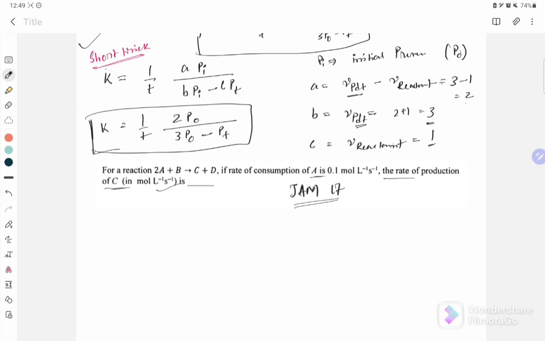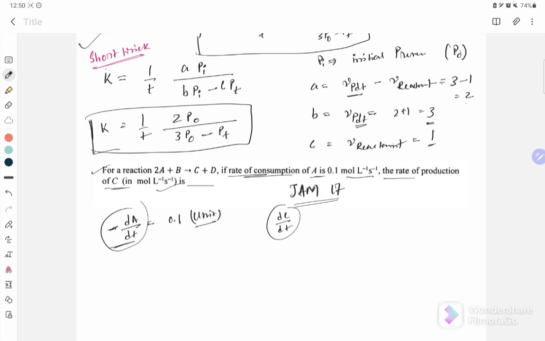So from the question, dA/dt is equal to 0.1 mole per liter per second. I'm not writing the unit in every case. It's asking about dC/dt, and it's negative. Why? Because A is a reactant but C is a product. The rate of production of C, dC/dt, is positive, but the rate of consumption of A, dA/dt, is negative.